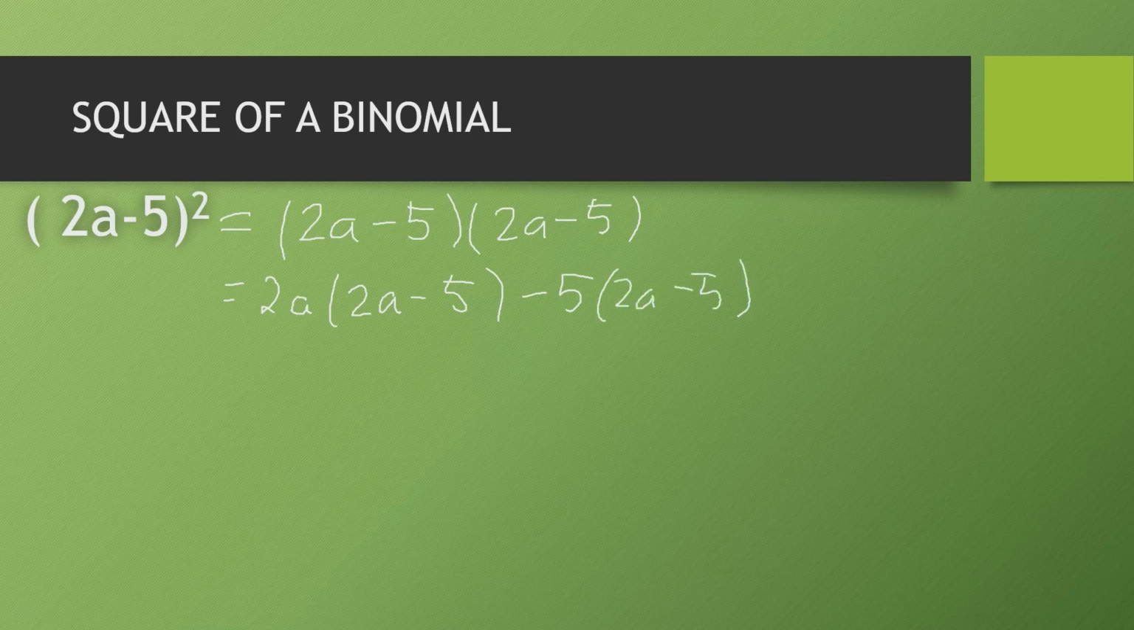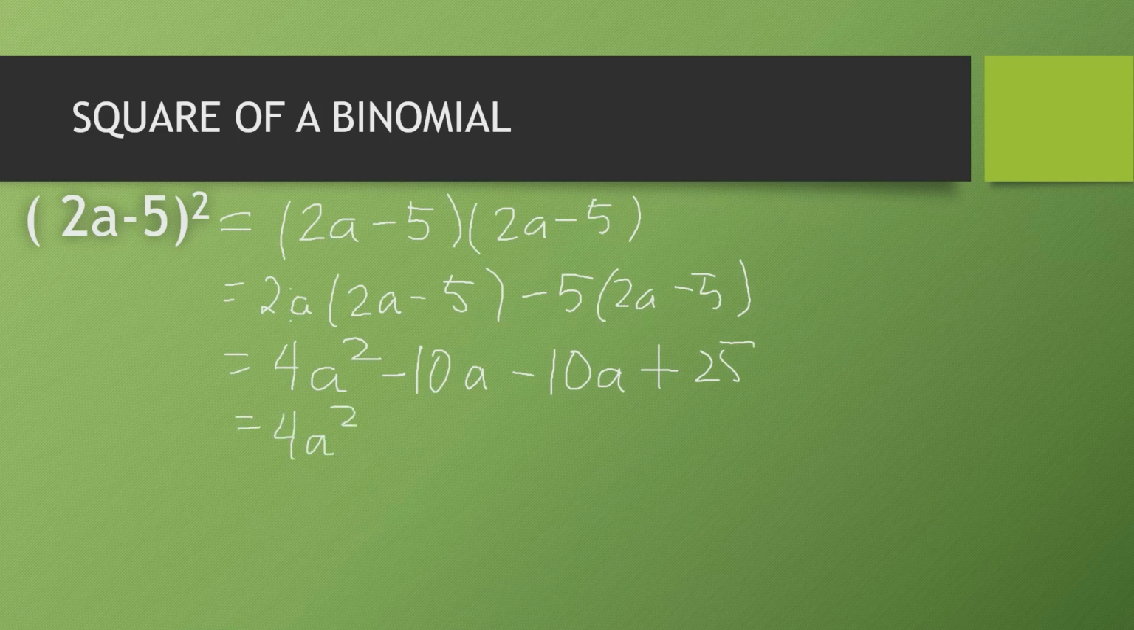Again, let us distribute. 2 times 2 is 4, then a times a is a squared. Then 2a times negative 5, 2 times 5 is negative 10a. Negative 5 times 2 is negative 10, with the variable a. Then negative 5 times negative 5 is positive 25. To simplify, we have 4a squared. The sum of negative 10a and negative 10a is negative 20a, plus 25.